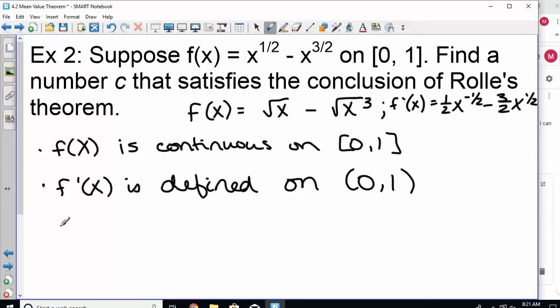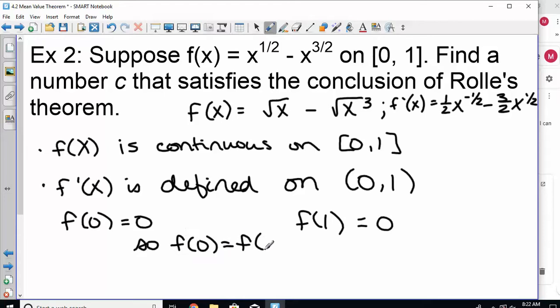f of a equals f of b. So we have to plug in a 0 and a 1. We're going to plug in our endpoints to this equation. If you put in 0, square root of 0 minus the square root of 0 cubed, what do you get? 0. If you put in a 1, square root of 1 is 1 minus the square root of 1 cubed. So 1 minus 1 cubed is 0. That's your third condition.